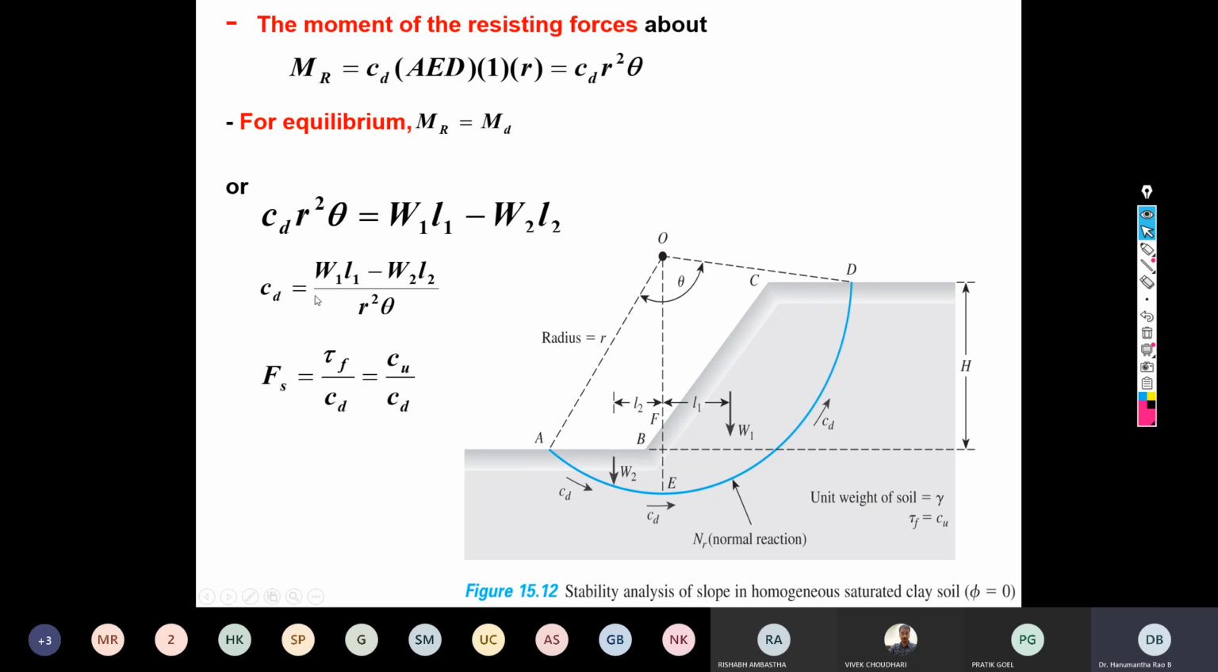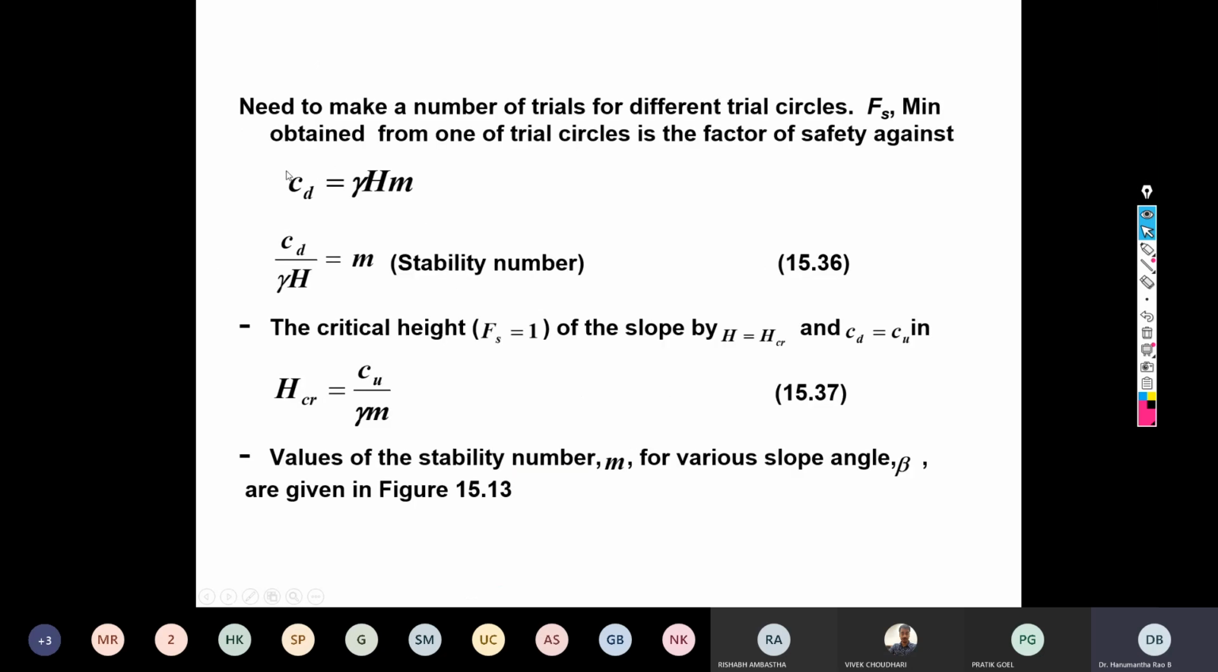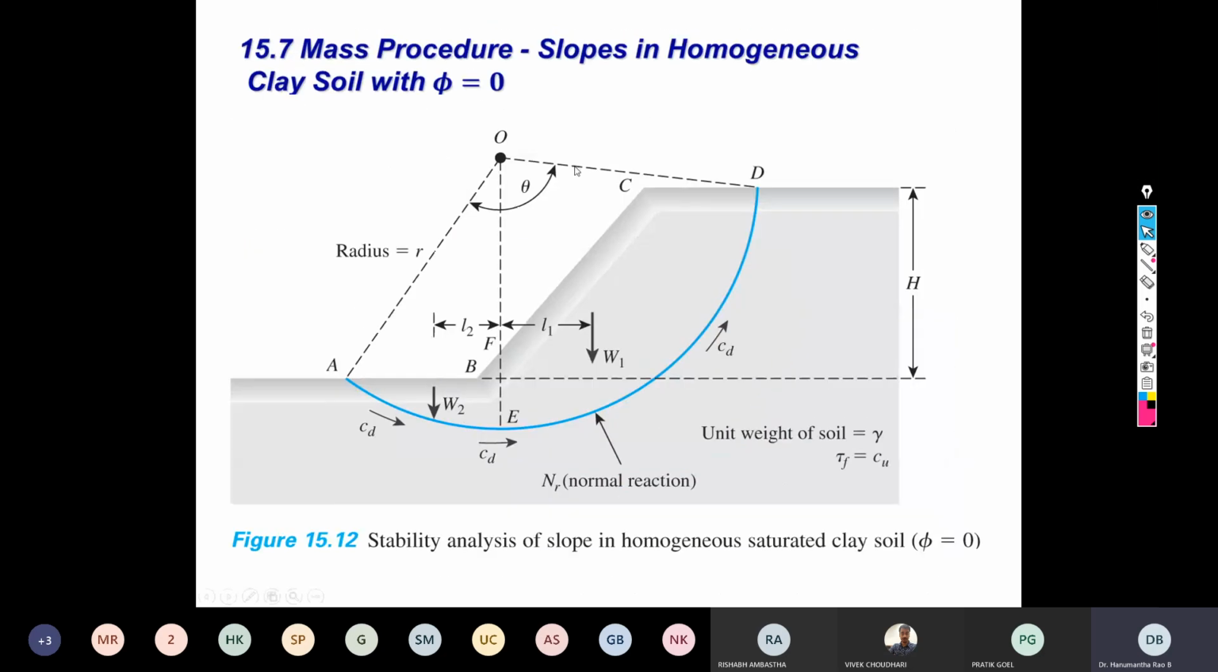This was further taken up by Taylor. He converted everything into his own stability number, CD by gamma h. Then assuming a factor of safety of 1, one can determine the critical height. So that is Kalman's method, and this is how to determine the critical height in case of saturated clays, or clayey soils where the angle of internal friction is 0.